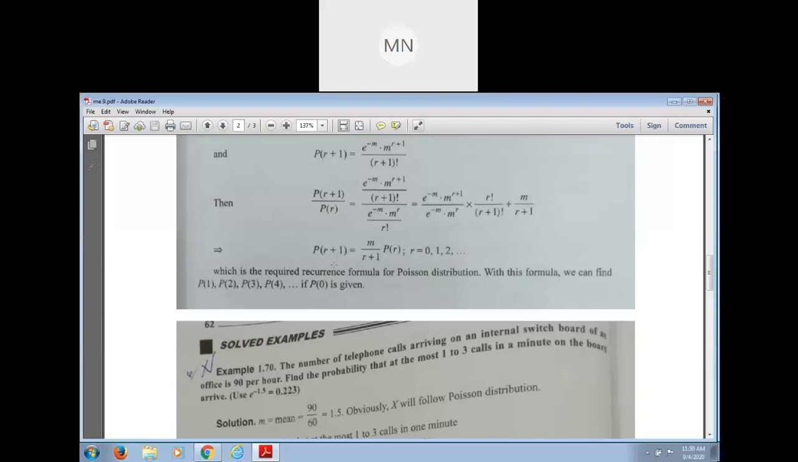R must be 0. Suppose you are interested to find the value for X equals 2. In that situation, R is 1. Suppose we are interested to find the value of X equals 3. In that situation, R is 2. Okay?